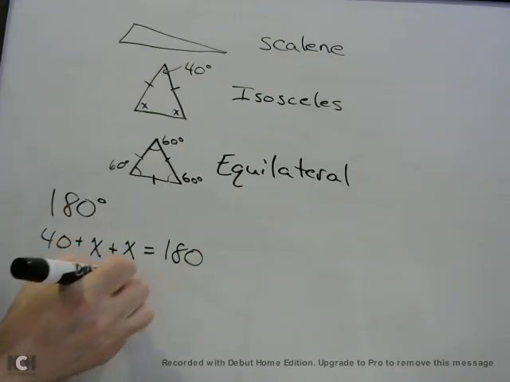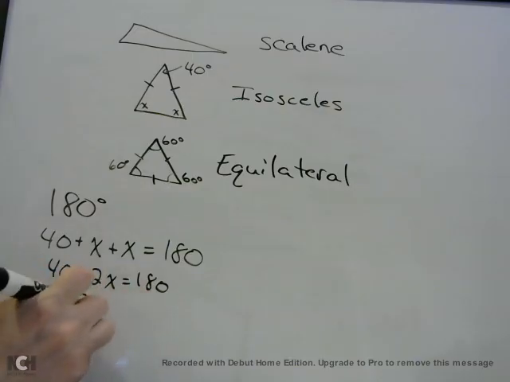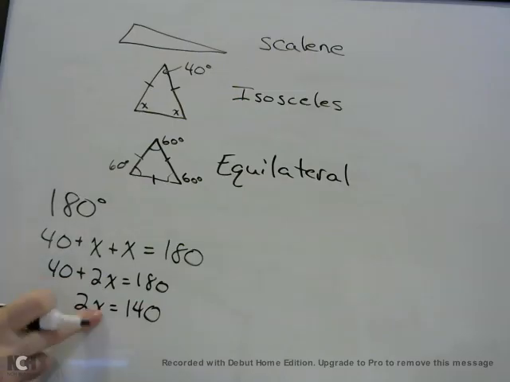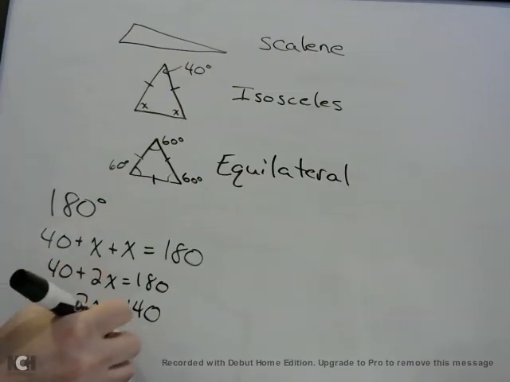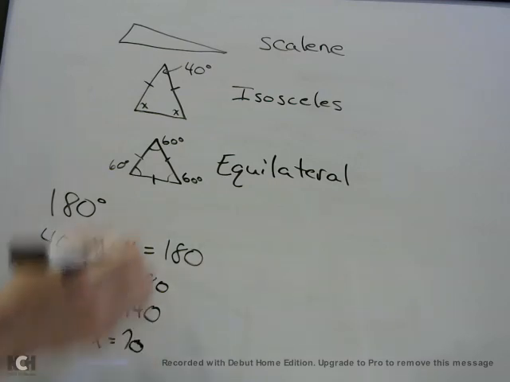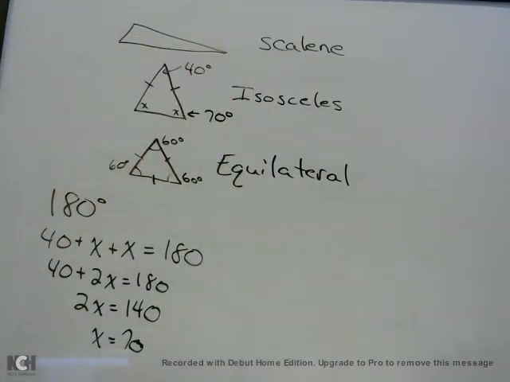We have 40 plus 2x equals 180. We're going to subtract 40 from each side, so we have 2x equals 140. To get x by itself, we're going to divide by 2, so we have x equals 70. So the measurement of this angle is 70 degrees. The measurement of this angle is also 70 degrees. 40 plus 70 plus 70 equals 180. So we know that that is correct.